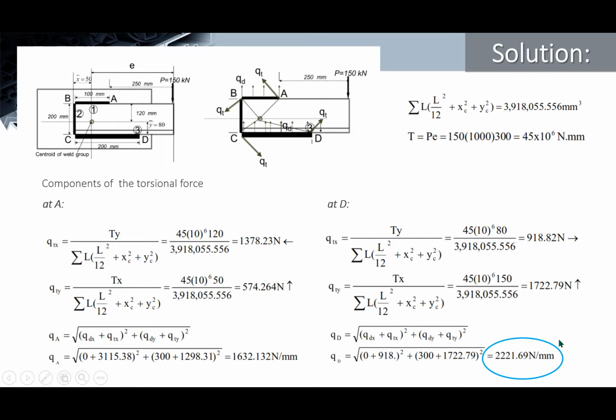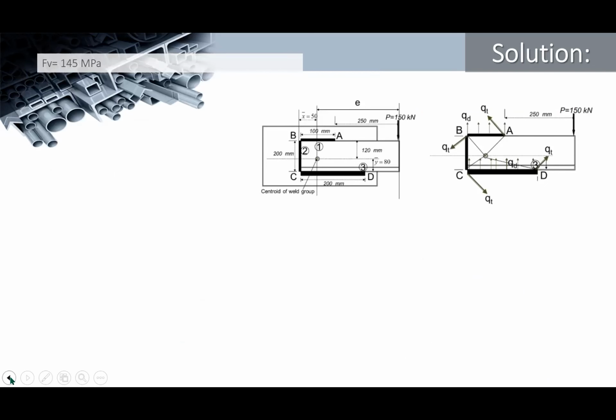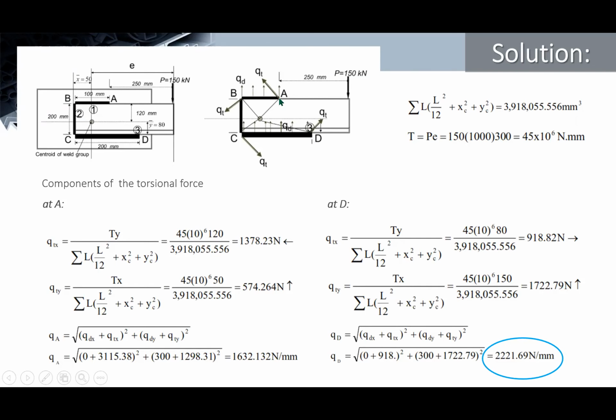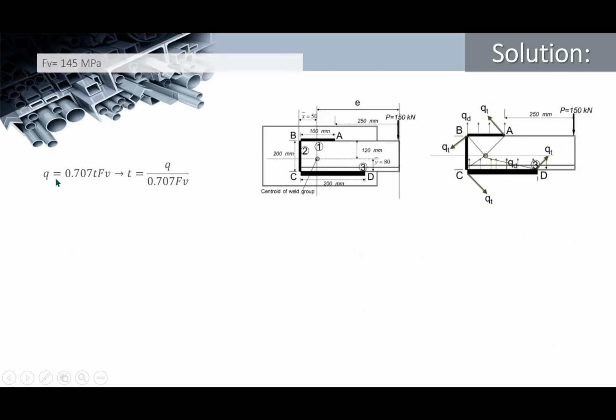So, in a sense, if we will look at this welded connection, ibig sabihin pala, mas malaki yung stress sa weld nung C dito sa endpoint, dito sa point D, mas malaki yung stress mo sa point D in comparison sa A. So, yan. Gagamitin natin yung 2221.69. Tapos, balik tayo dito sa equation na to. Q is equal to 0.707 TFV. Then, factoring out T, we will get this equation. Tapos, direct substitution na siya. So, we will have 21.67 or 22 mm.